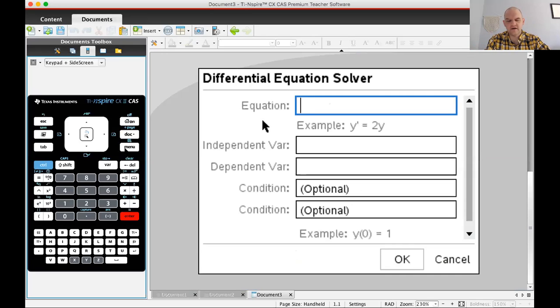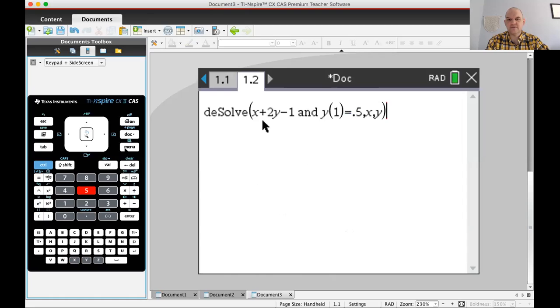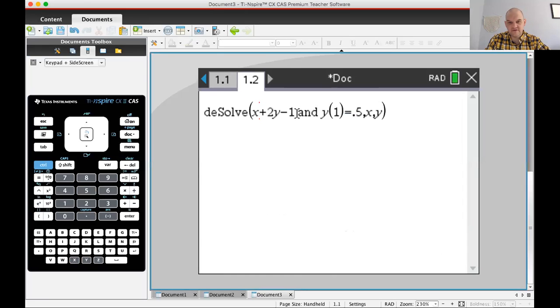So x, I don't remember what it was. Oh no, I think it was x plus 2y minus 1, potentially. Independent variable is x, dependent variable is y. Condition, y of 1 equals 0.5. And then I'm going to press enter. If you have a non-CX2, this is what you type in. I don't even think this should work. Well, maybe it will, let's see.